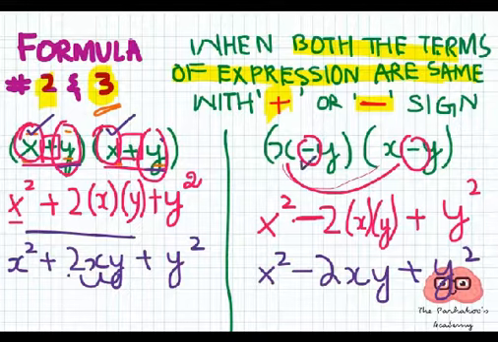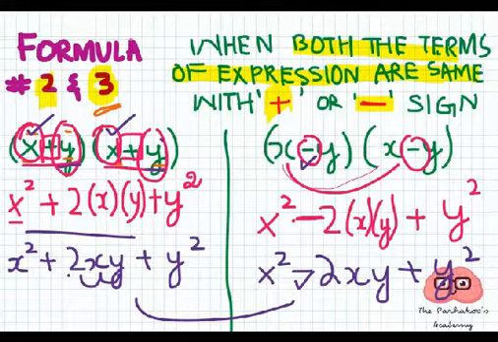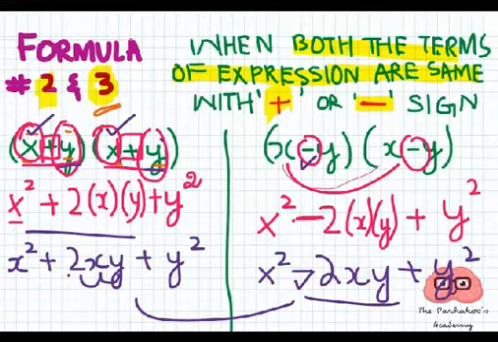In case of minus, you just put a minus here. The rest of the formula is the same. So just square the first term, square the second term, and for the middle term, just multiply both of them along with the 2.